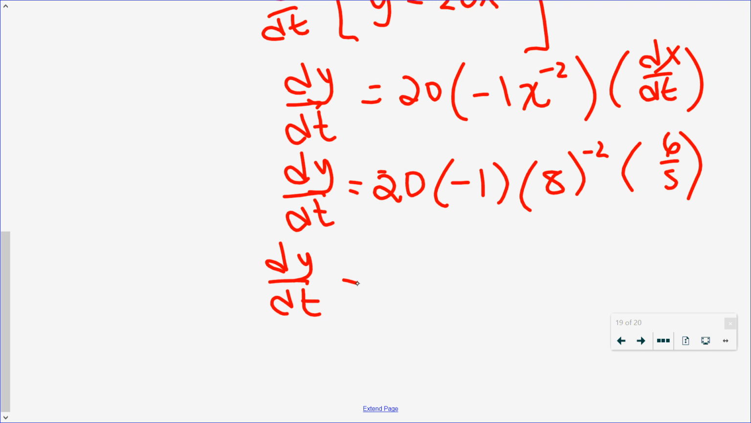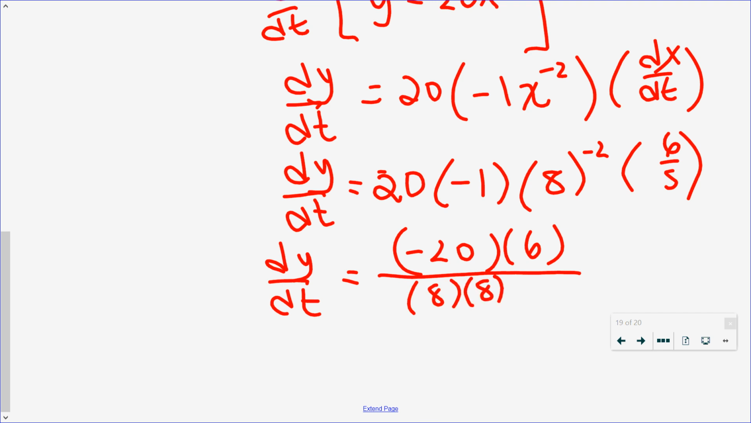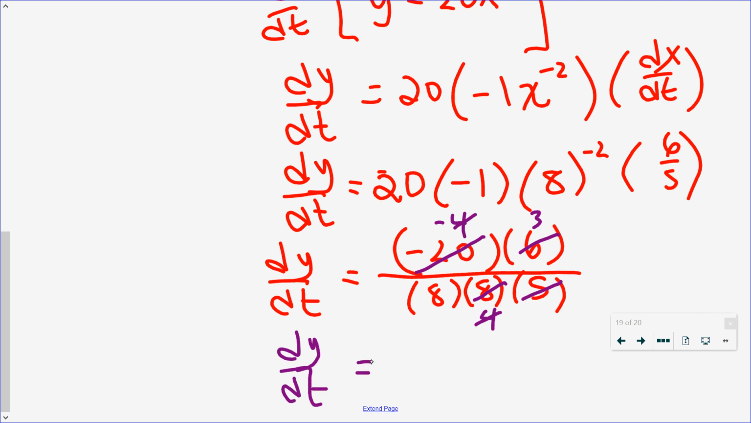So dy by dt equals, I have 20 times negative 1, that's just negative 20, and then I'm going to multiply that by 6. 8 squared, which is 64, or I can just write it as 8 times 8, comes down here with the 5. I'm doing it this way just in case you don't have a calculator. If you do have a calculator, you can easily figure this out yourselves. Right now I have negative 20 divided by 5 is negative 4, and then I can keep simplifying. 6 and 8 have a common factor of 2, so I'm left with 3 and 4. Then my 4's cancel. So dy by dt is going to equal, in the numerator, negative 3, and in the denominator, I'm just left with 8.